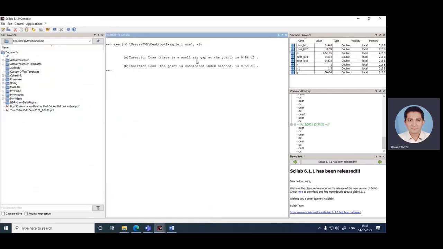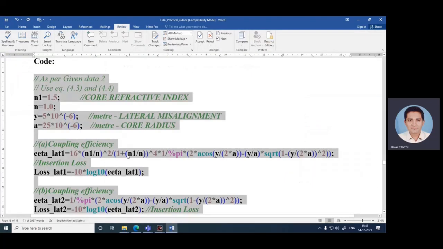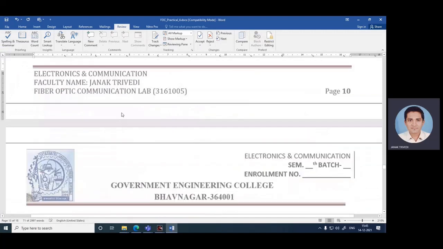Okay, so insertion loss, where there is a small air gap at the joint, is 0.94 dB, and insertion loss, where the joint is considered index matched, is 0.59 dB. So you can see the clear difference. You can also see the result in the variable browser once again. So this is the same result we have displayed in the document.